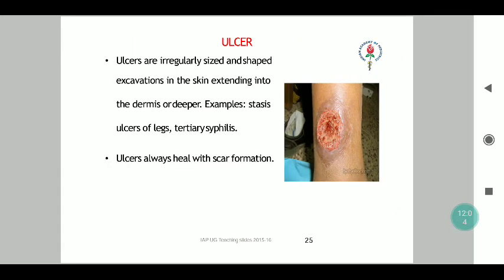Now, coming to ulcers. Ulcers, of course, from a surgical perspective are defined as a discontinuity in the epithelium. Ulcers may be regularly or irregularly sized, may be regular or irregularly shaped, and from a dermatological perspective are defined as an excavation in the skin extending into the dermis or even deeper. The likely etiologies could be stasis, trauma, or tertiary syphilis. But one important point to note is that ulcers always heal with a scar formation.